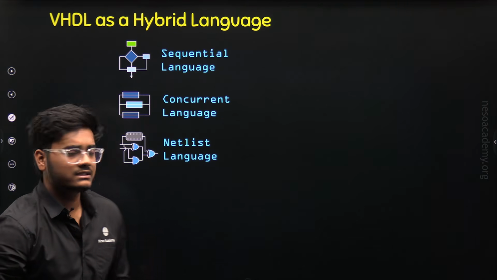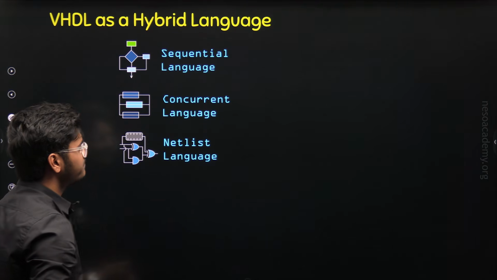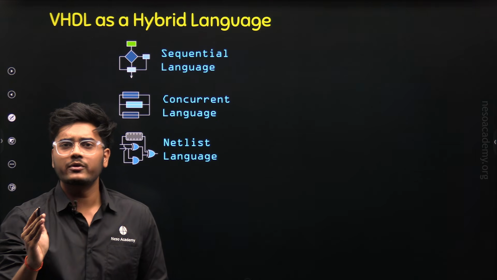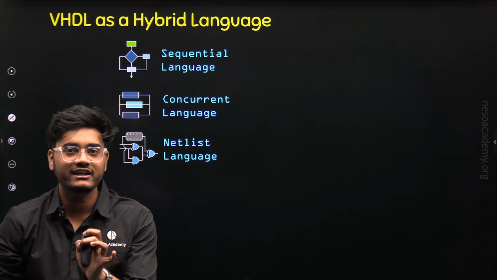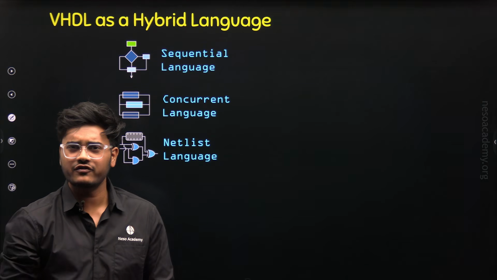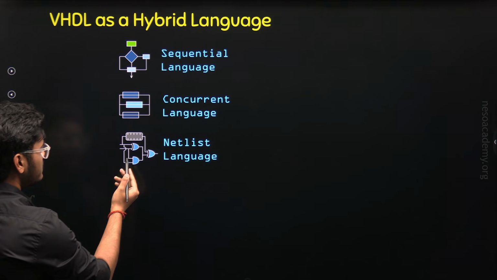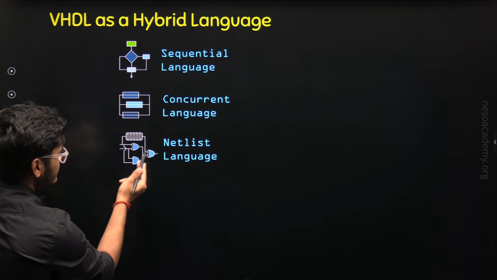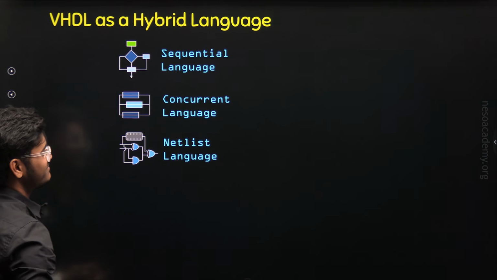Then the third language is netlist language. It describes how components are connected or wired together, similar to a circuit diagram. Example, connection of gates. Just like over here, this AND gate is connected with these OR gates using this interconnection.